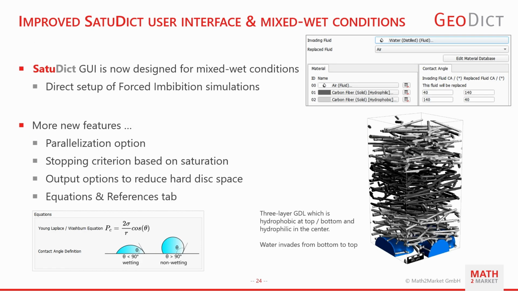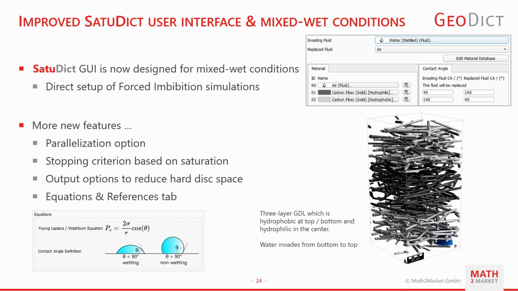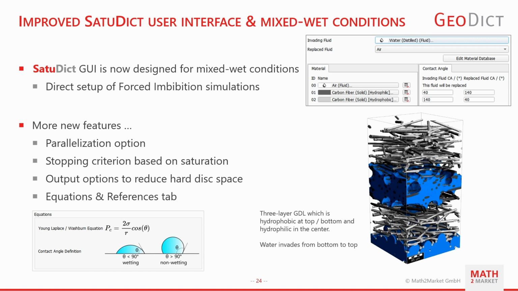Previously, the SatuDict user interface was designed for cases where all contact angles are below or above 90 degrees. In these cases, the wording wetting fluid and non-wetting fluid made sense, but it becomes confusing for mixed wet cases where contact angles below and above 90 degrees are present. In the new GeoDict version, the user interface was reorganized and is now suited for mixed wet conditions. Post-imbibition simulations can directly be set up in the GUI and do not require a GeoApp anymore.